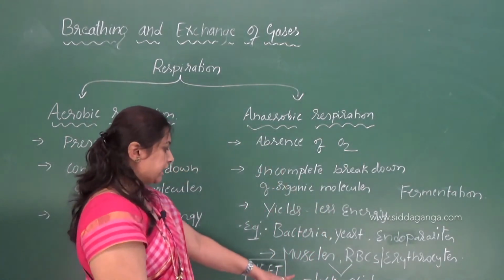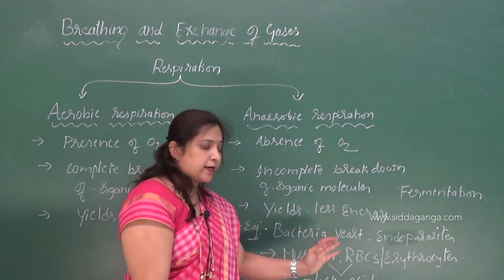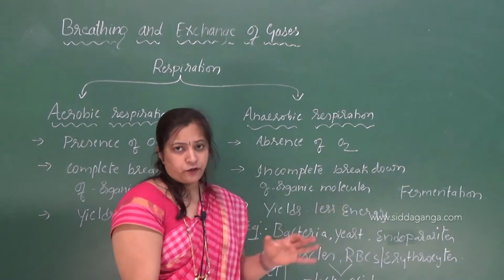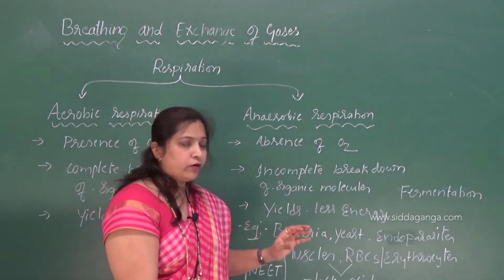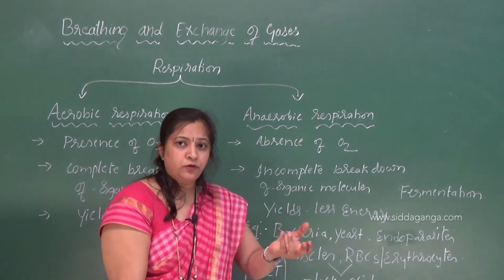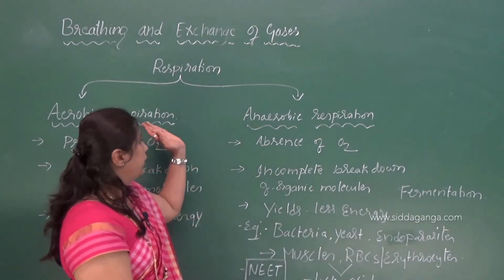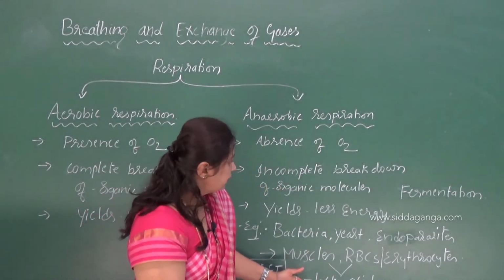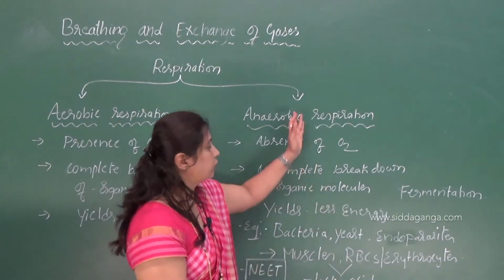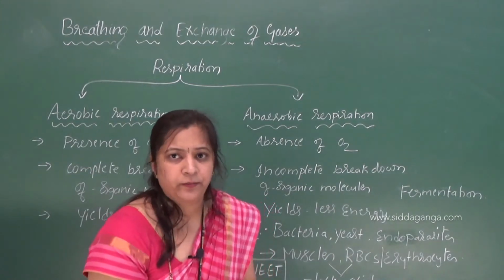This lactic acid is toxic. The lactic acid produced will enter into the blood, and the blood will carry the lactic acid into the liver. In the liver, that lactic acid gets converted into glycogen for reuse. So this is aerobic respiration and anaerobic respiration, and the examples of organisms and cells which carry out anaerobic respiration. Understood clearly? Okay.